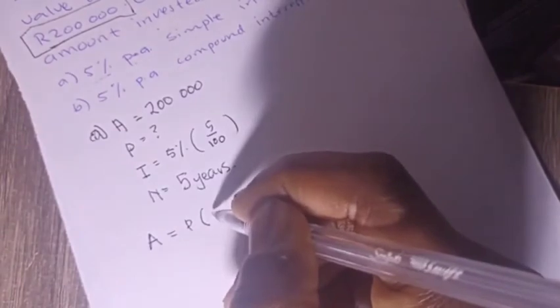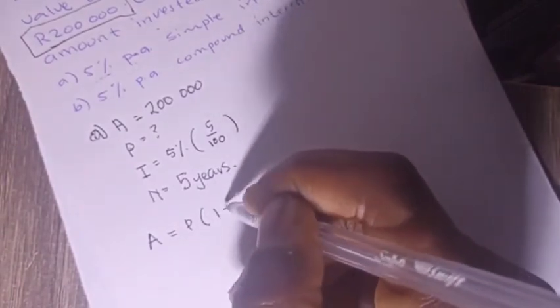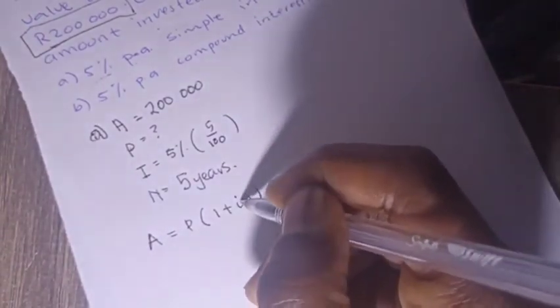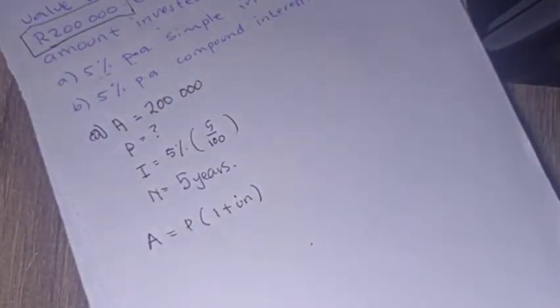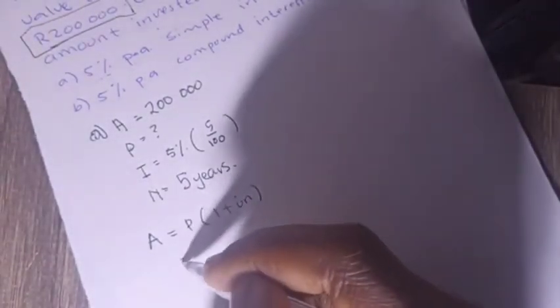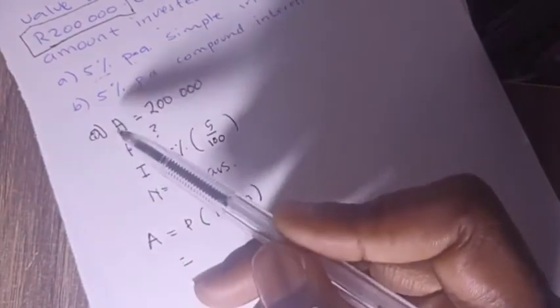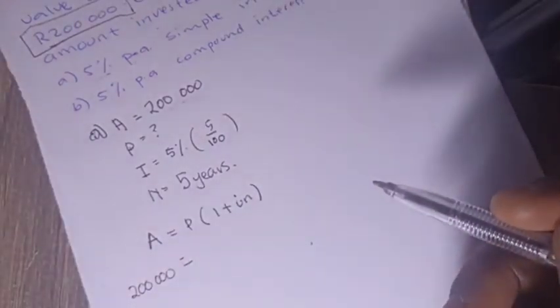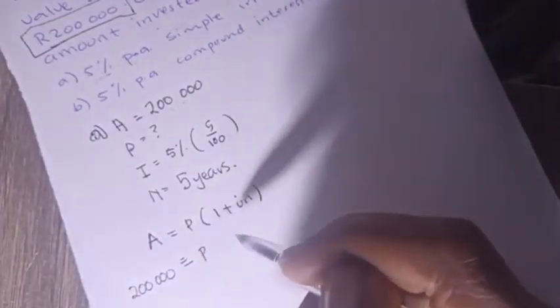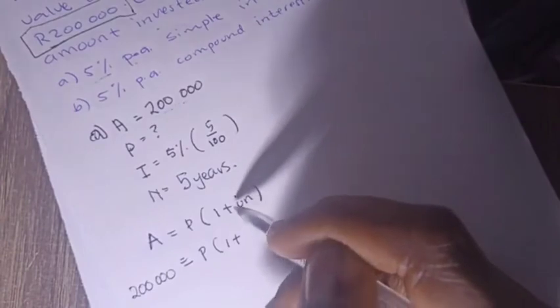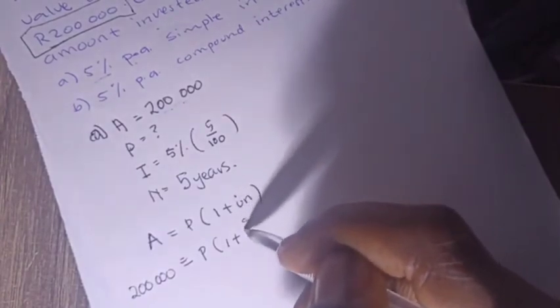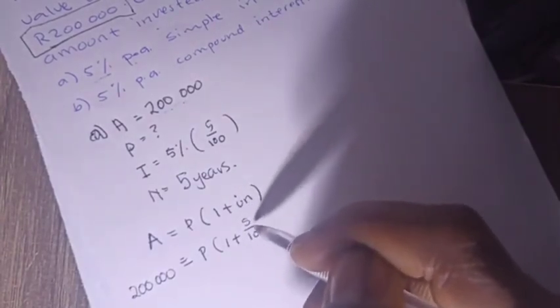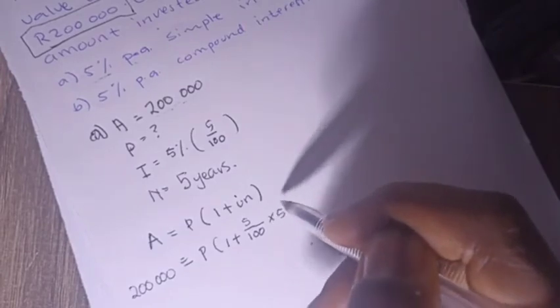A equals P, open bracket, 1 plus IN. And you know there's a multiplication in between. So you're going to just substitute. In the place of A now, I'm not calculating A. I actually have the value of A. It's 200,000. P is what I'm looking for. 1 plus I is how much? 5 over 100 times 5.